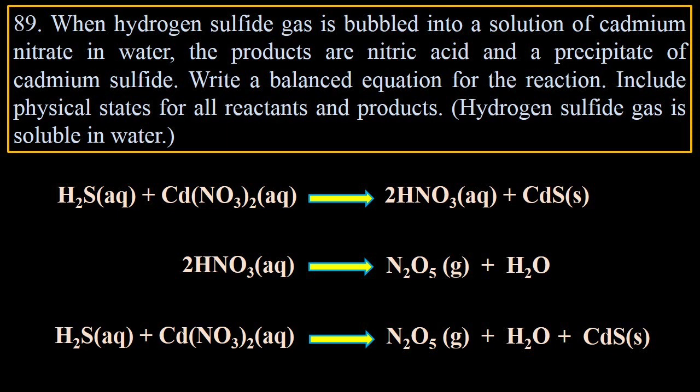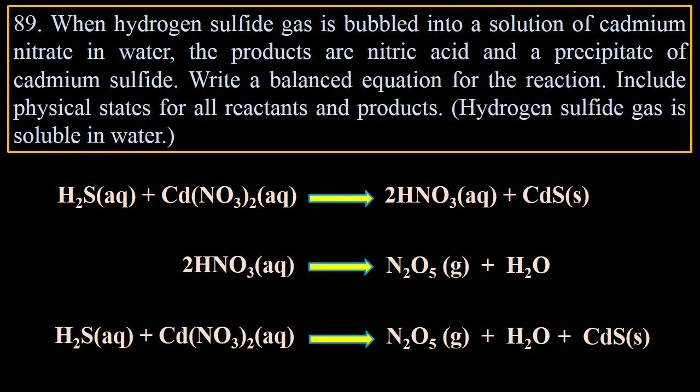Okay, it says, when hydrogen sulfide gas is bubbled into a solution of cadmium nitrate in water, the products are nitric acid and a precipitate of cadmium sulfide. Write a balanced equation for the reaction. Include physical states for all reactants and products. Hydrogen sulfide gas is soluble in water.